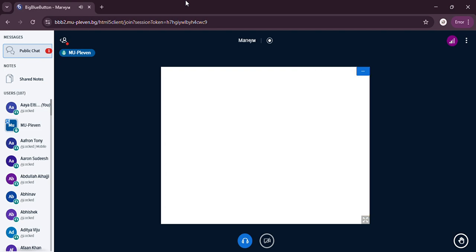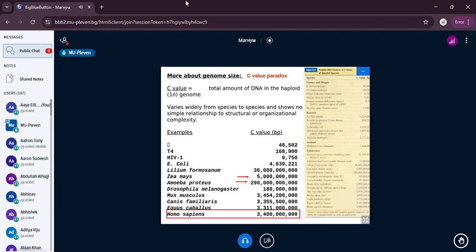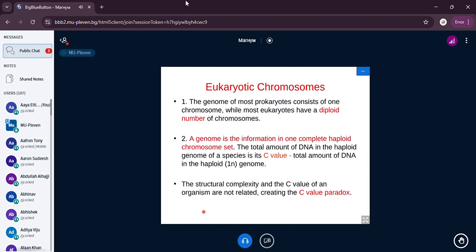So what does the C value paradox mean? It is that the complexity of the organism does not correspond to, or is not a consequence of, the size of its genome. The size can be very huge, gigantic, but the complexity is not a direct consequence of this.